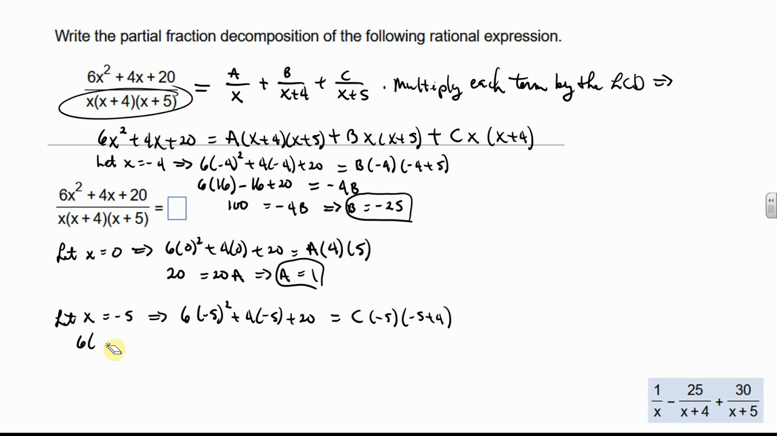So I get 6 times 25, and then this is minus 20 plus 20. That cancels out. That's equal to, this is negative 1 times negative 5, so that's just 5c. So what is that, 150 is equal to 5c, and so c is equal to 30.